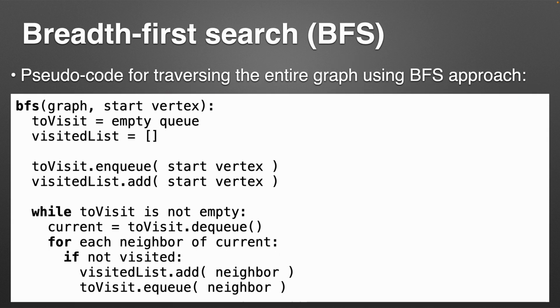So the code for this, pseudocode, kind of looks like this. What we've got here is our breadth first search function taking in a graph and a starting vertex. We're going to make a queue of places we want to visit, and we're going to make a list of places that we have visited already. First thing we're going to do is, in our queue of places to visit, we're going to put the place we're starting, and we're also going to go ahead and mark that place as visited.